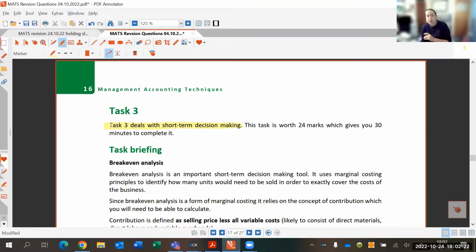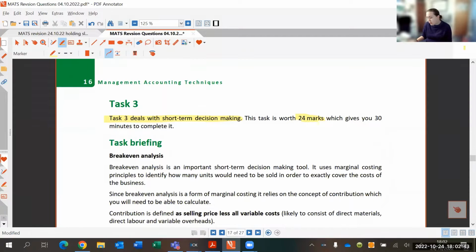The first 3 tasks on this exam are all worth 24 marks. It's quite chunky. You're needing to spend about half an hour per task. So by the time you get on this task, you're probably going to be at about an hour into the exam, which is quite a lot, really, when you think about what you've had to do. But task 2 is very, very chunky indeed.